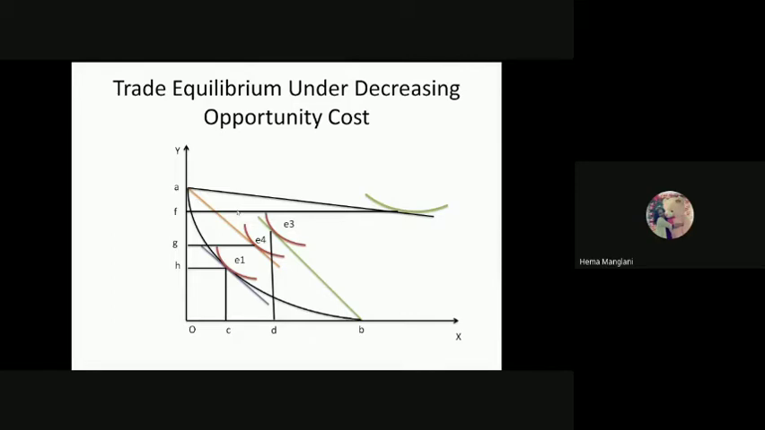It means in the international market this X commodity is expensive, but you are producing what? You are producing more of Y and you're offering more of Y. So when you want to exchange for the commodity X in the international market, you have to exchange more of Y. You can see this triangle of exchange. Okay, this triangle of exchange at E4, it means AGE4.